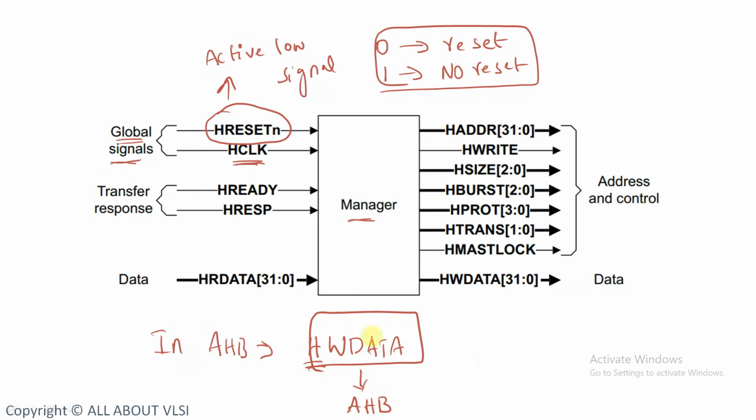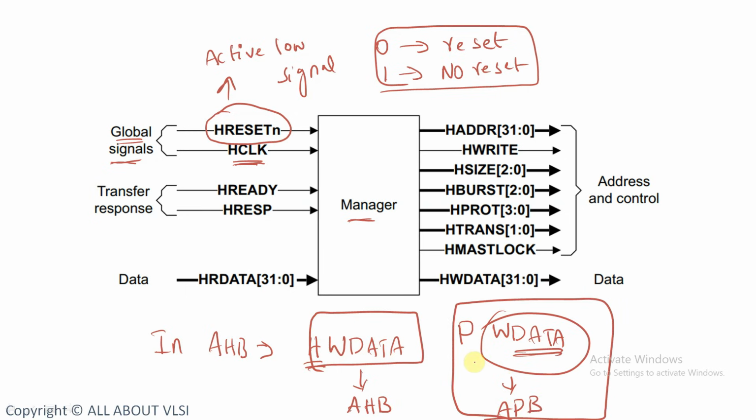Why are we using these letters? Because in the case of the APB protocol also we will have the WDATA signal. Now if we want to distinguish this WDATA signal from the AHB WDATA signal, we need some representation, so that's why we are using this H. And in the case of the APB protocol we are going to use P. This is what is given in the specification. In the specification also, if you can see, every signal is represented with the letter H, and in the case of the APB protocol specification, every signal is represented with the letter P.